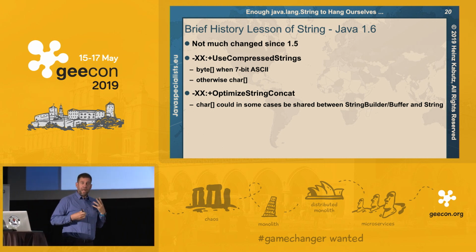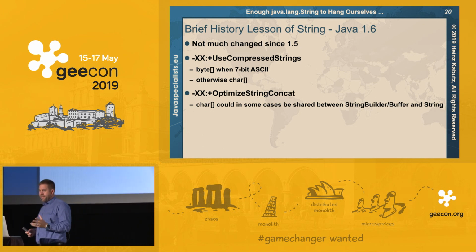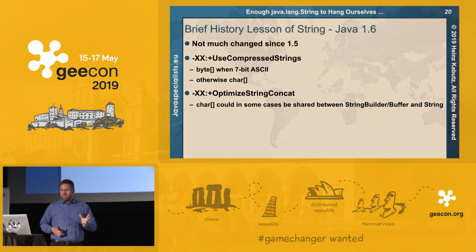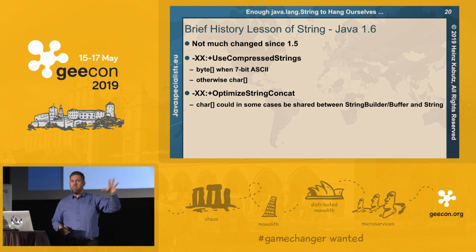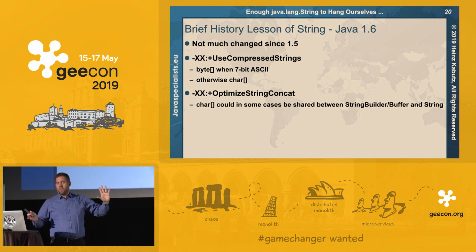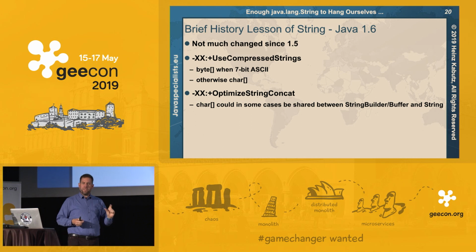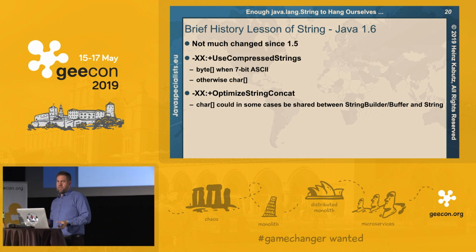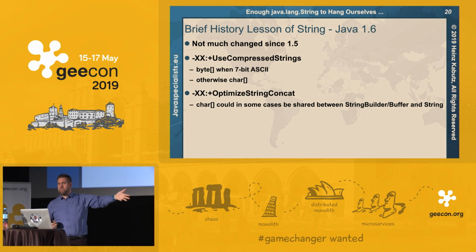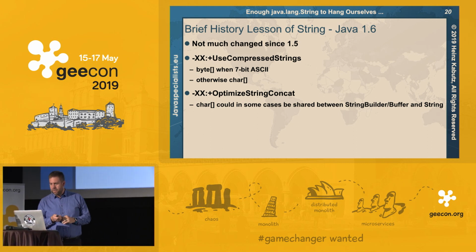Another thing which was really big was when they added optimized string concat. And this meant that in some cases they could share the char array between your strings and your StringBuilder or StringBuffer. So this trick I mentioned at the beginning, where they had the same char array between String and StringBuffer and StringBuilder, that actually still happens. If you look at the memory consumption, you can deduce that that actually happens in the background.